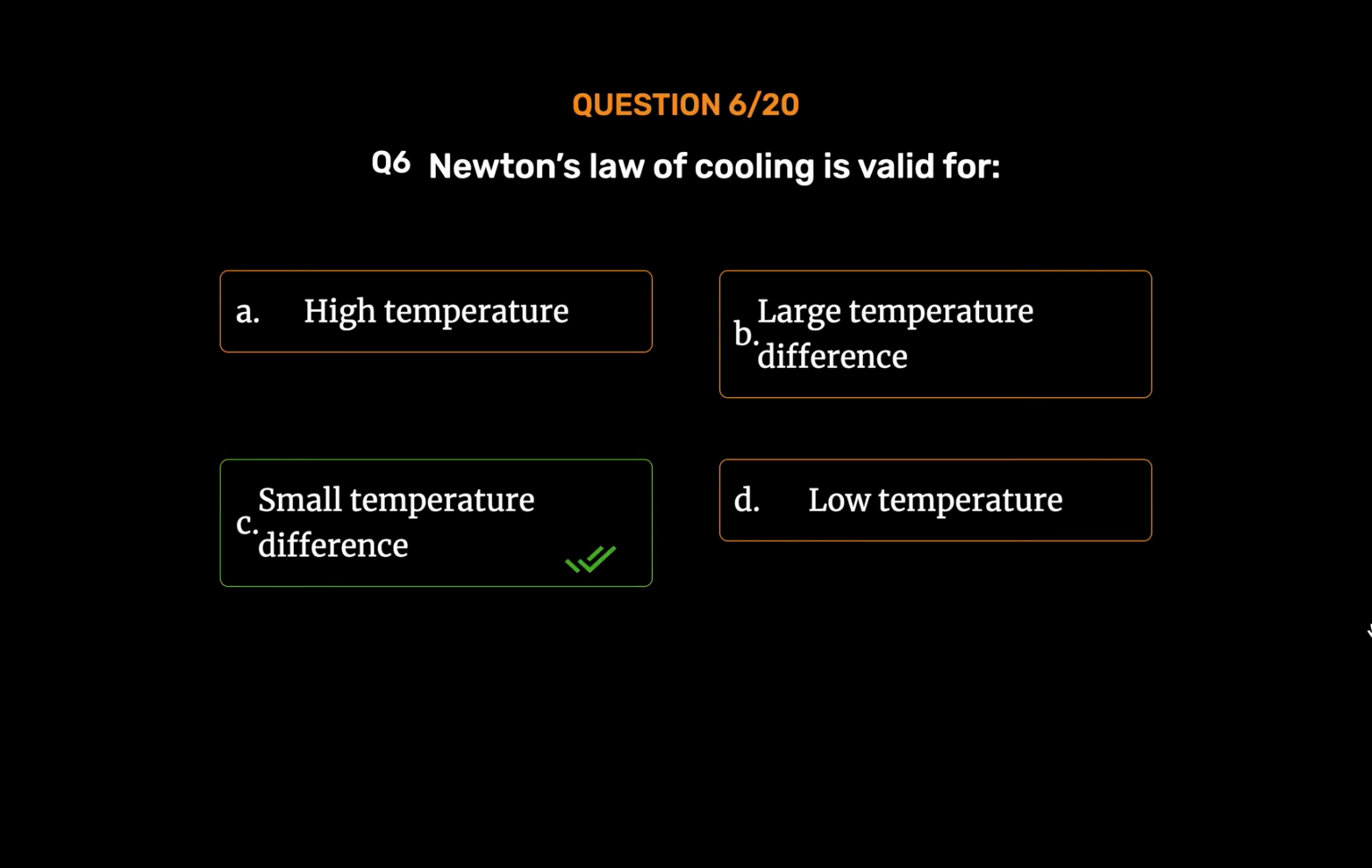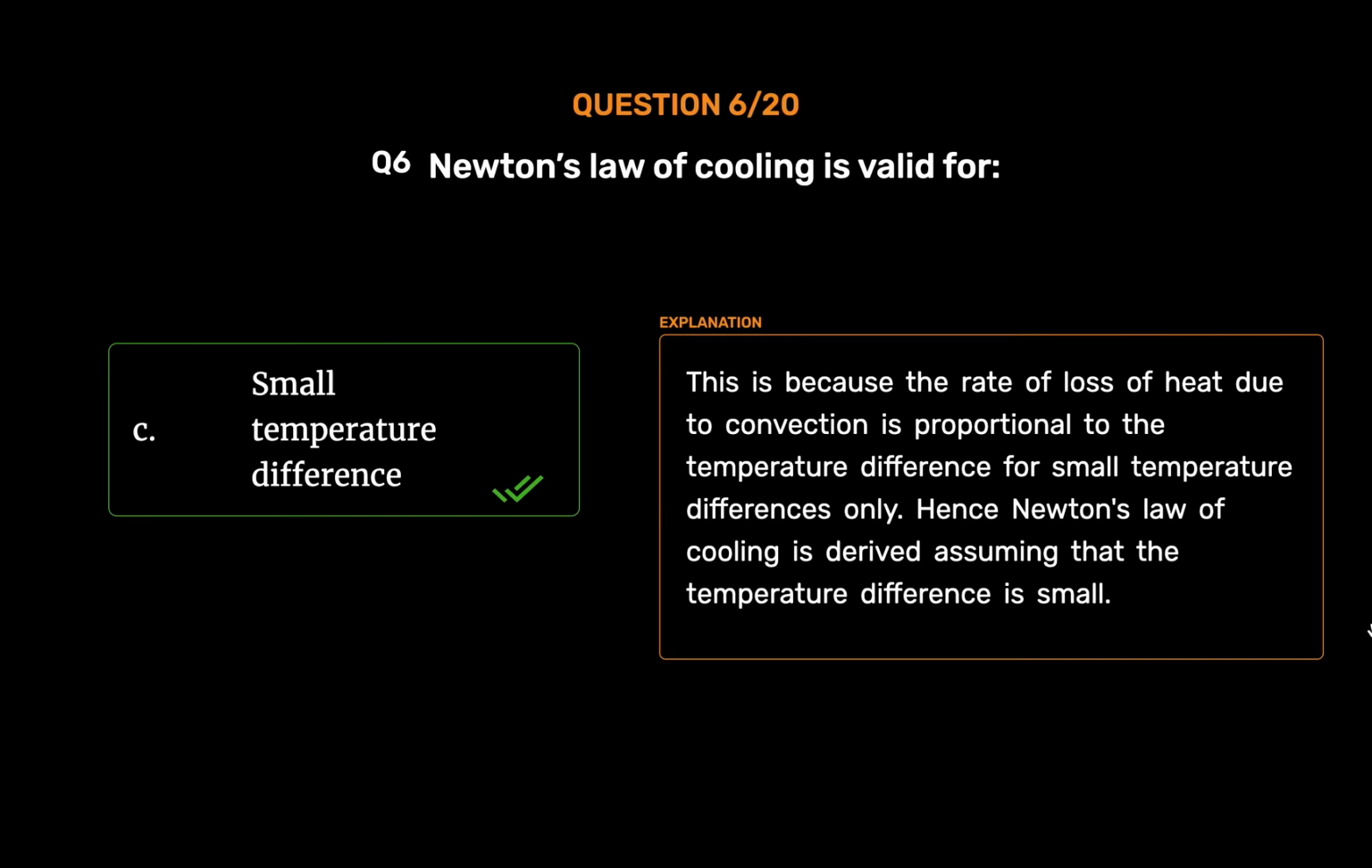Small temperature difference. This is because the rate of loss of heat due to convection is proportional to the temperature difference for small temperature differences only. Hence Newton's law of cooling is derived assuming that the temperature difference is small.